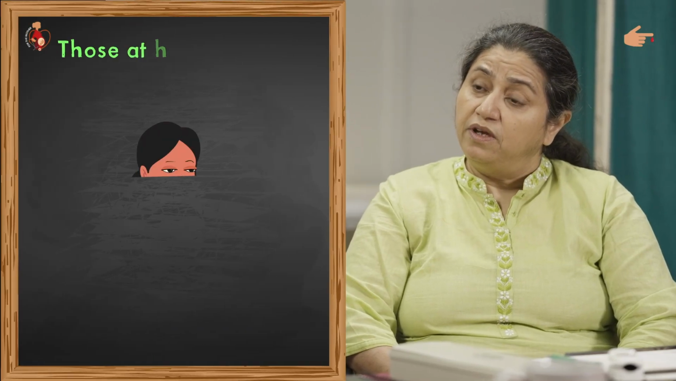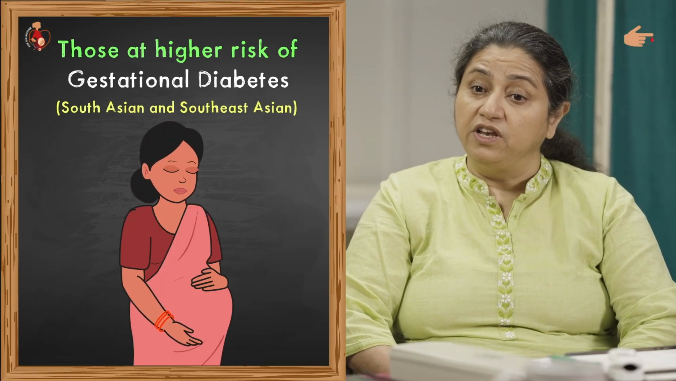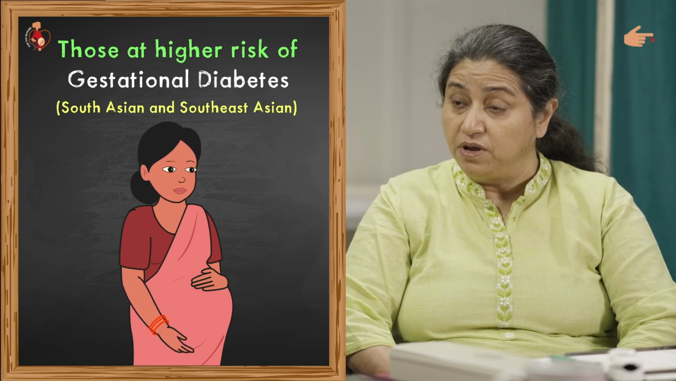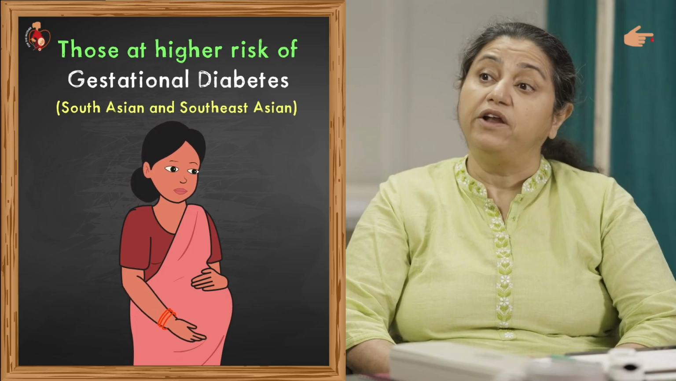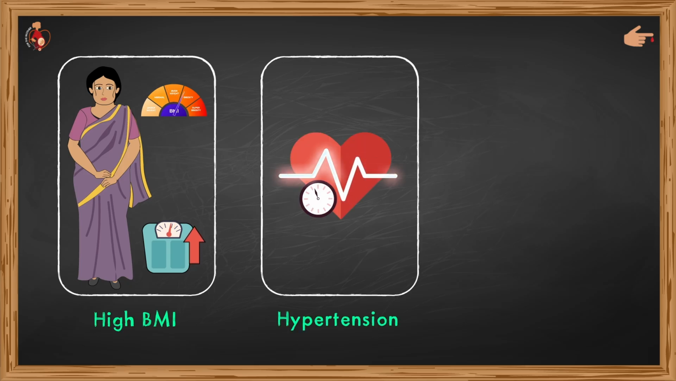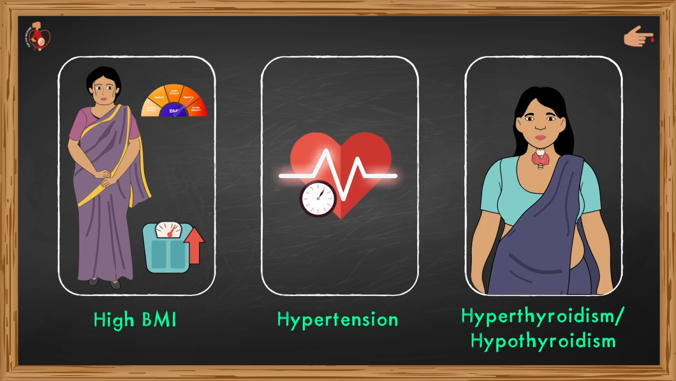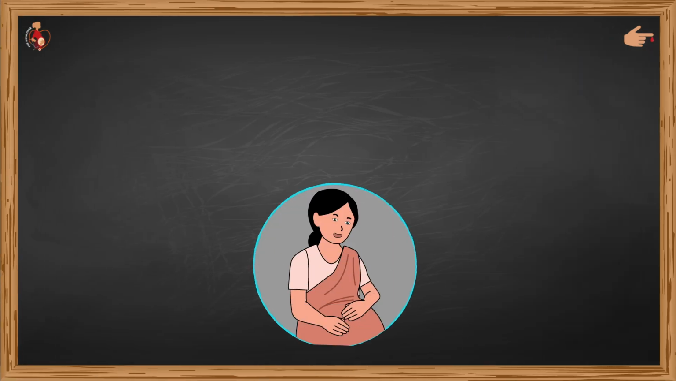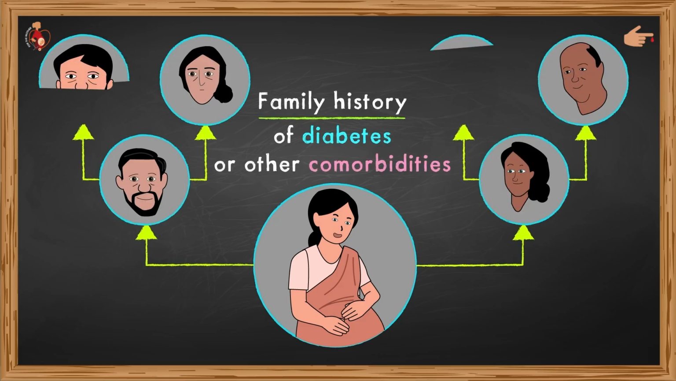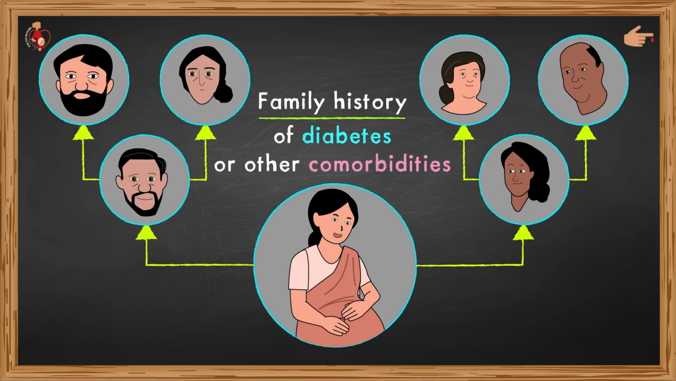So there are women who are at higher risk, and these include the ethnicity, which is us, like we are Southeast Asian, and we are more at risk as compared to the Westerners. Similarly, if the lady has a high BMI, or has a history of hypertension or thyroid, these are the women who are more at risk of getting gestational diabetes. Similarly, if the family history is suggestive of diabetes in their parents or grandparents, or of hypertension even in the family, again these women are more at risk of having gestational diabetes.